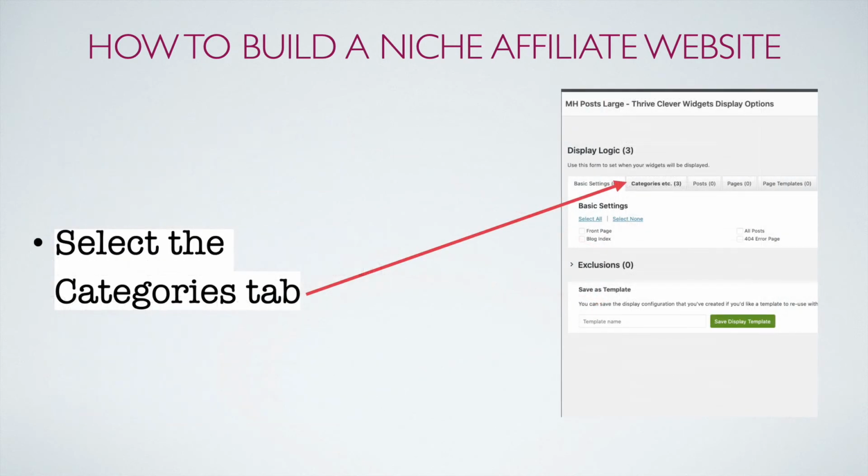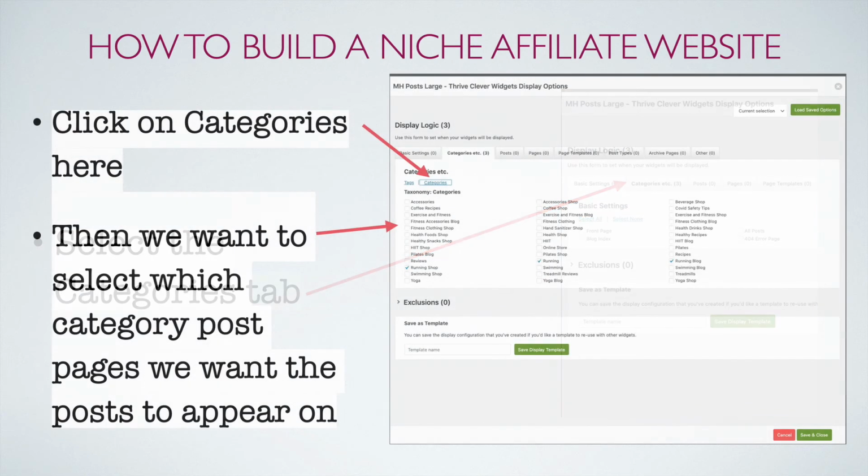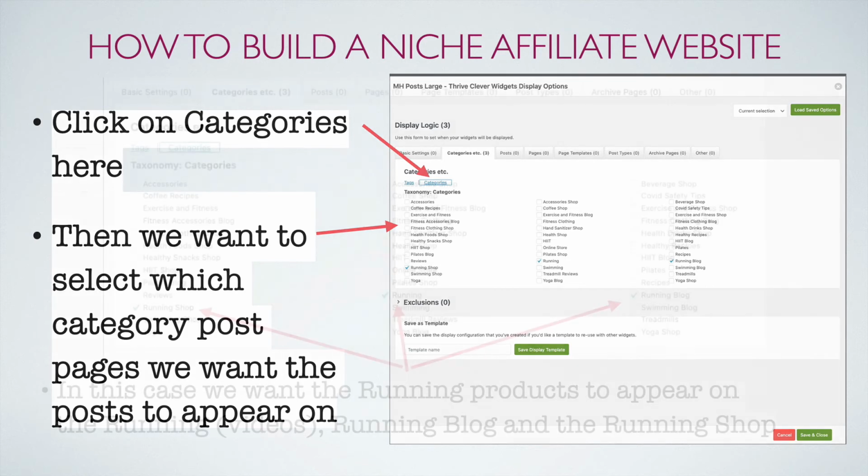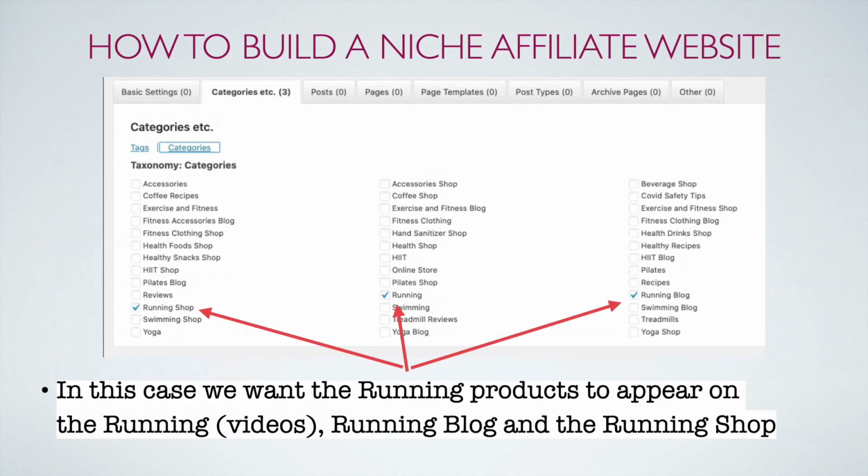And this is the way I'm going to make the two coordinate. So I go into the Thrive Clever Widgets display options. I click on categories, then I click on categories on the little sub tab you can see there. And I want to select which category post pages I want the Amazon content to appear on. And what you can see I've done is I've set it up. We're talking about running here. So I've set it up to appear on the running videos page, on my running blog. And I've also set it up, note, to appear on the running shop itself.